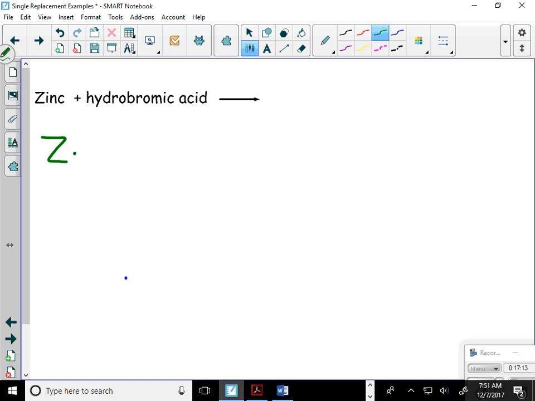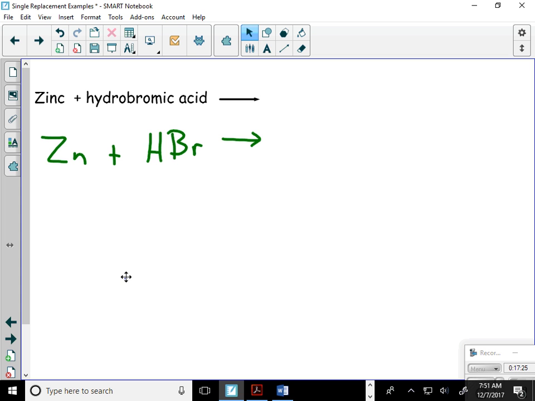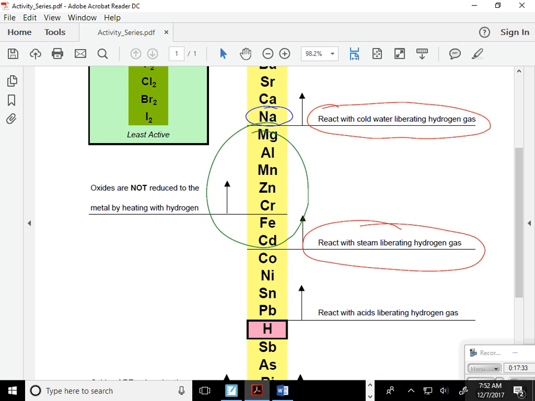Zinc plus hydrobromic acid yields. So now we're bringing in naming acids once again. Naming acids. Now, I have a line right here that is dealing with reacts with acids liberating hydrogen gas. Okay? So I need to check reacts with acids liberating hydrogen gas.